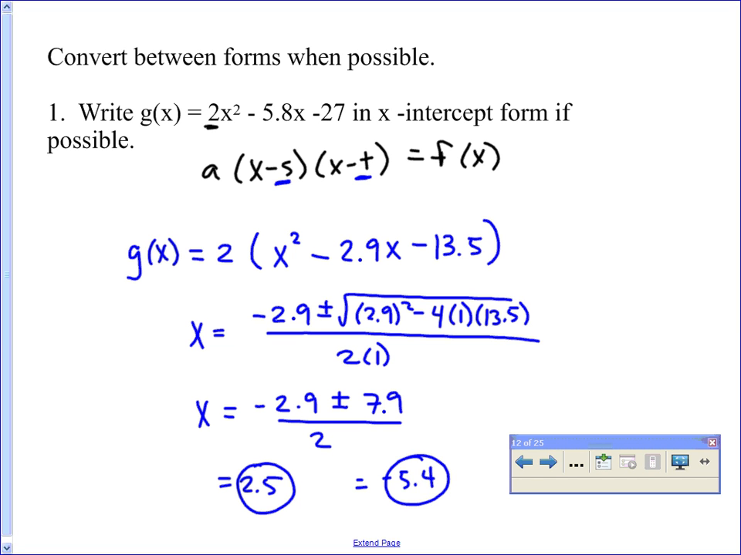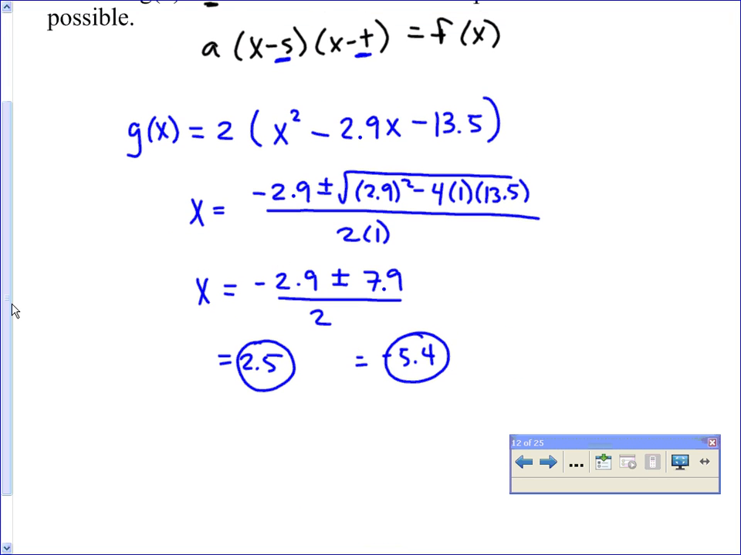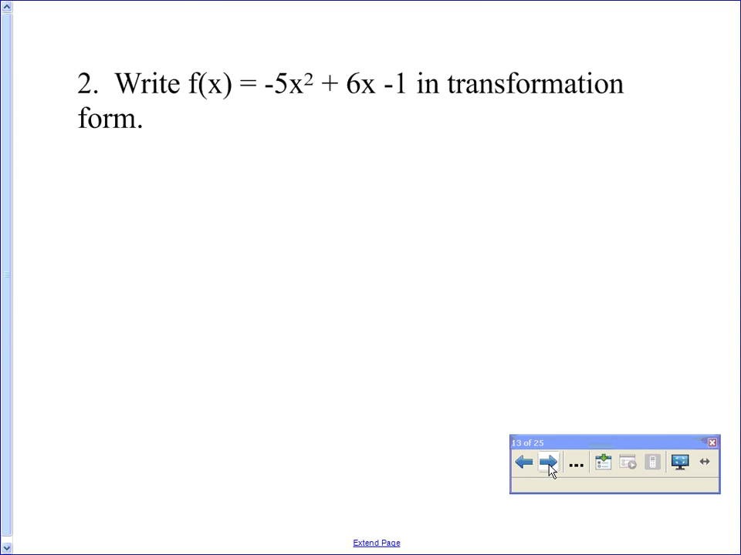So now that I know my two x-intercepts, I can go back and write this equation. And that equation is going to be f of x is equal to, keep in mind I factored out that 2, so I'm going to keep that 2, that's my a, so x minus 2.5 and x plus 5.4. And that's going to be my x-intercept form for this quadratic equation.